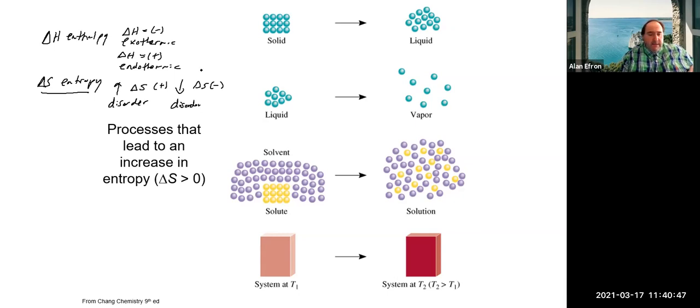Okay. So I think this is where we left off. These are all processes that lead to an increase in the entropy value. And again, when we increase the entropy, we're increasing the disorder and decreasing the order. That means that our change in entropy will become more positive. So these are some of the things that we touched upon before.